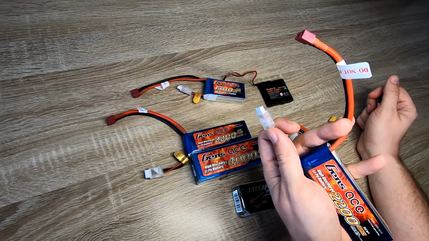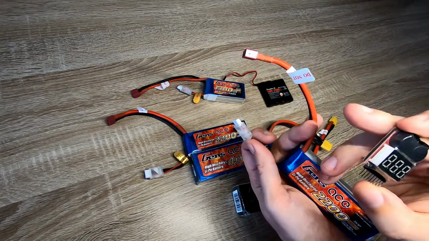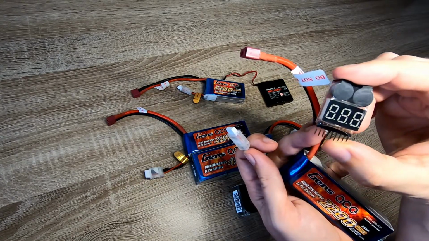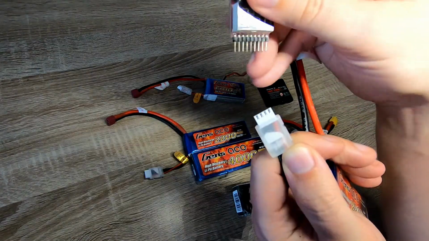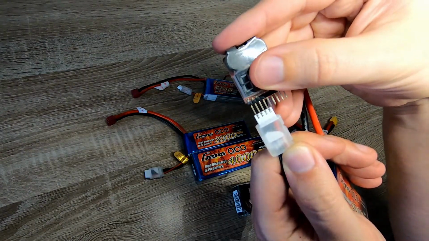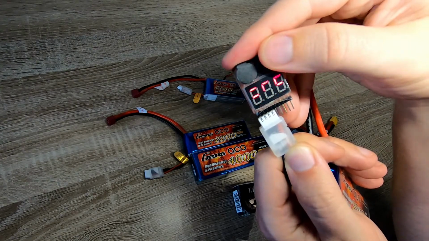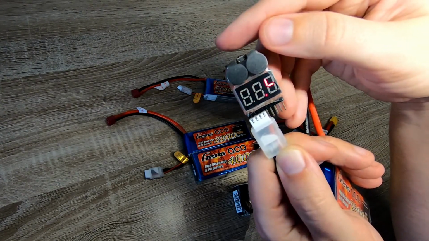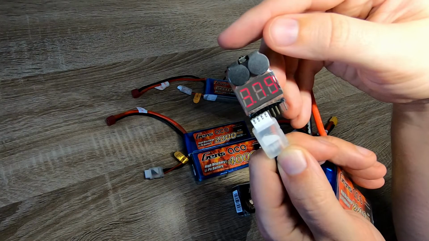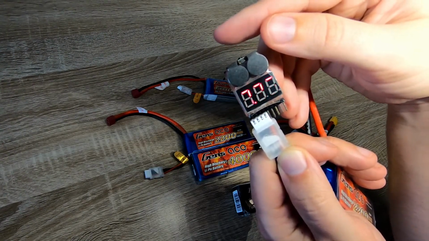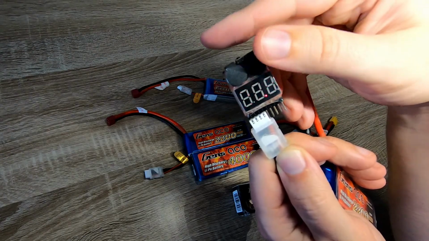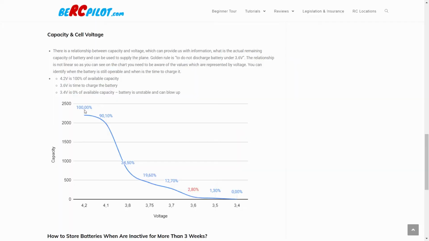When you want to identify the voltage, you can use this kind of tester. The tester needs to be connected in the proper way. So let's take the service connector and insert the tester. Now we can see the total voltage of the whole battery and now each cell separately. Based on the knowledge of the relationship between capacity and voltage, we can estimate how many ampere hours still remain.